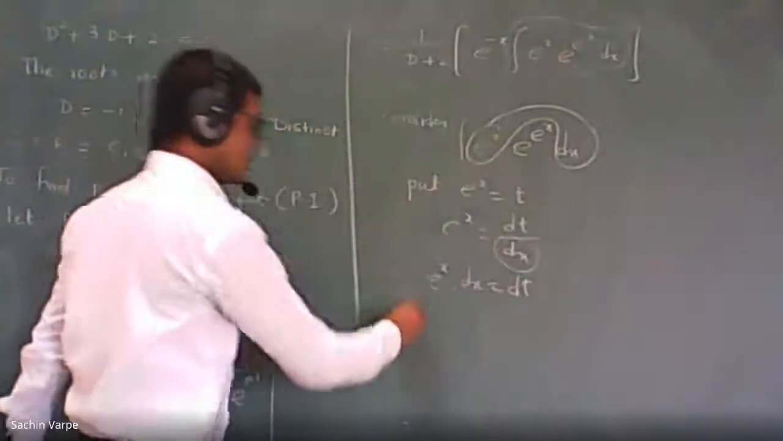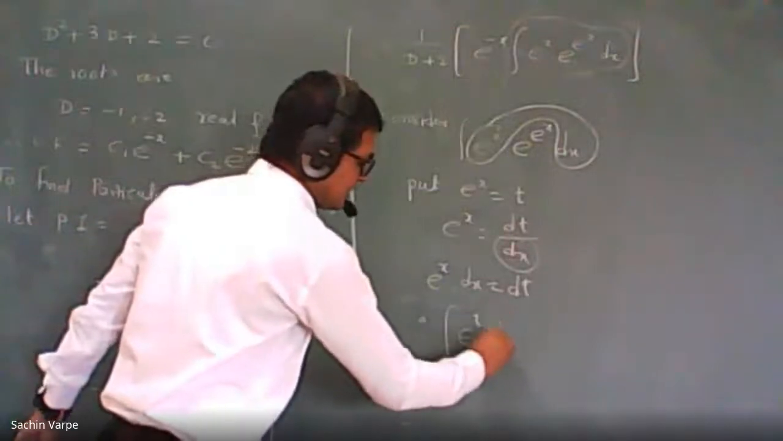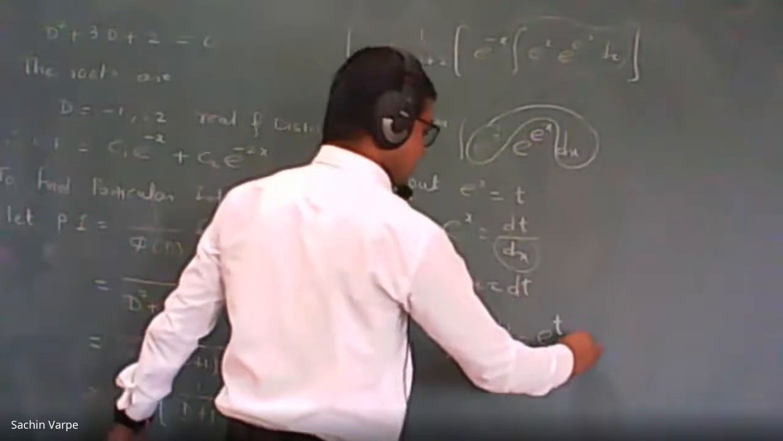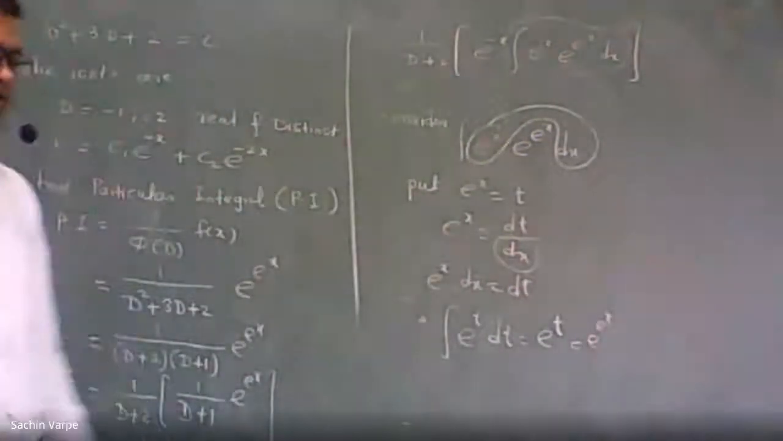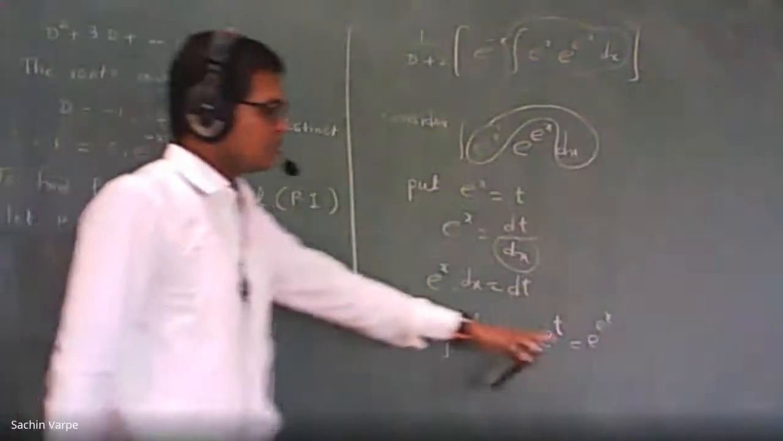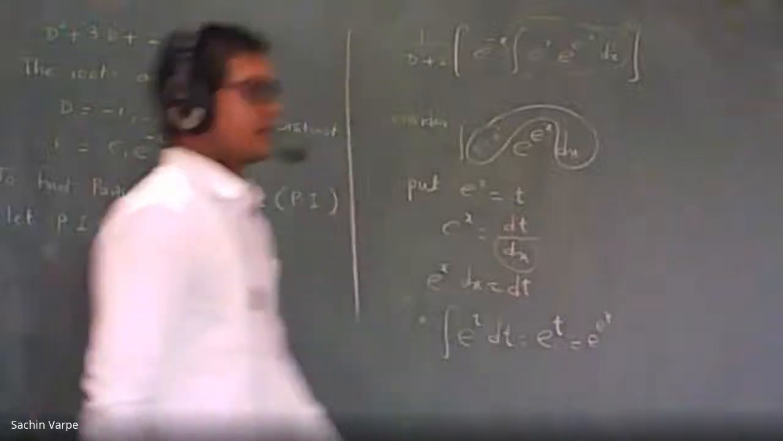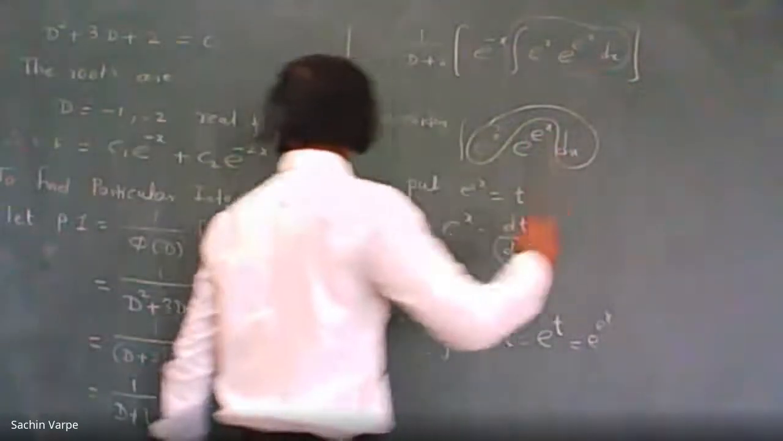So therefore, this integration, the integration of e raised to t dt, will be equal to e raised to t only. But what is t? It is e raised to x. T is e raised to x. All right. So this is the value of this integration. Let us substitute into this, and therefore, let me write here.